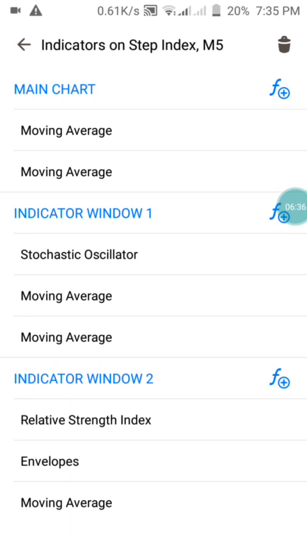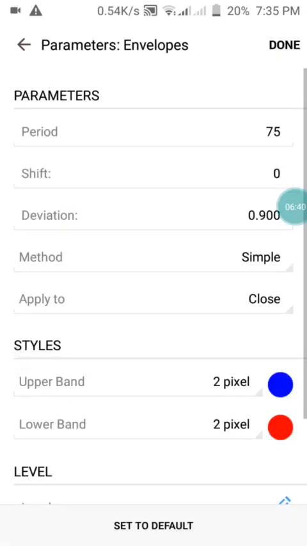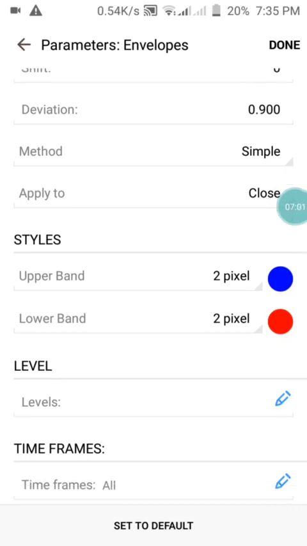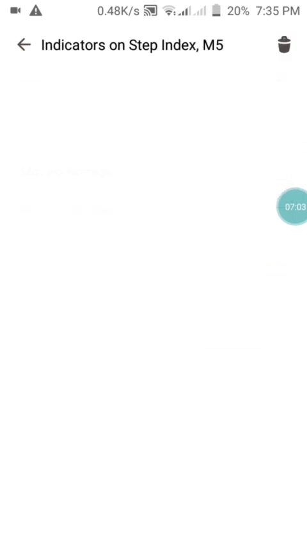Now you are going to have another indicator, which is Envelopes, and we are going to have our period to be 75. We are going to have our shift to be 0, our deviation to be 0.900, and our method to be simple. We have apply to close. We have the upper band and the lower band. These are the two main important areas you need to understand. And you are going to press on done.